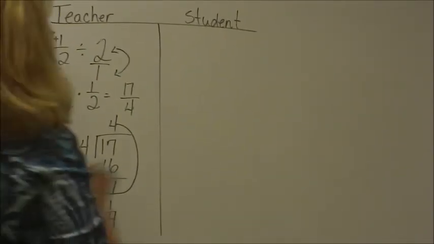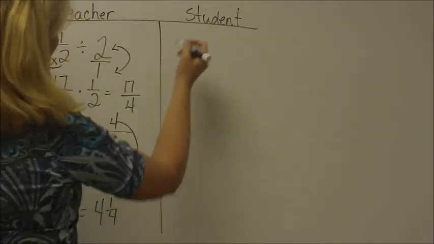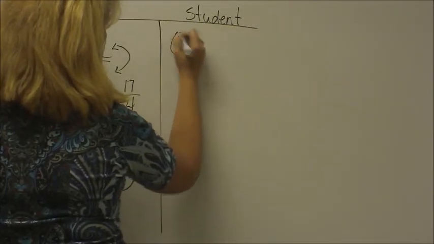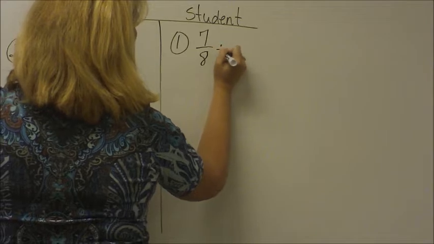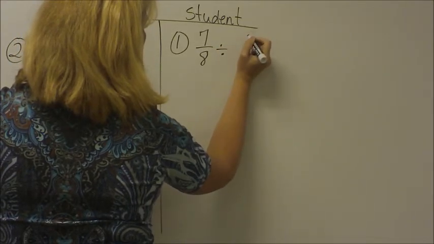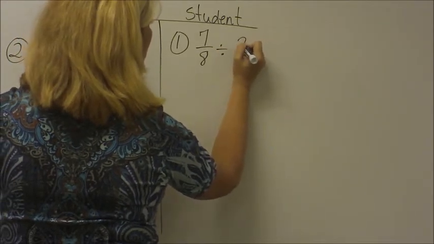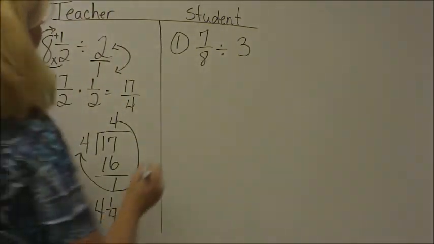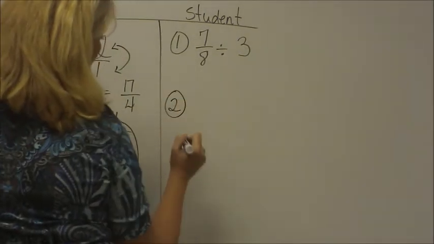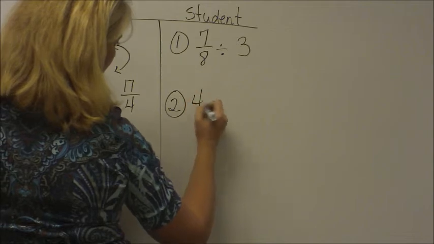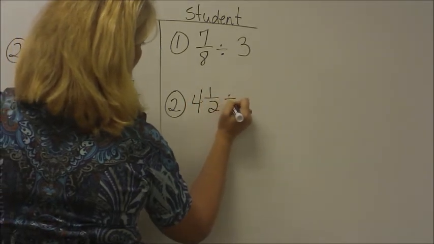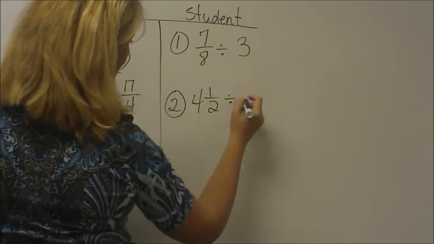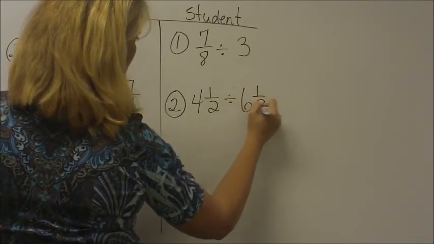All right? Okay, here comes your student problems. I want you to do 7/8 divided by 3. And your second one, I want you to do 4 and 1/2 divided by 6 1/3.